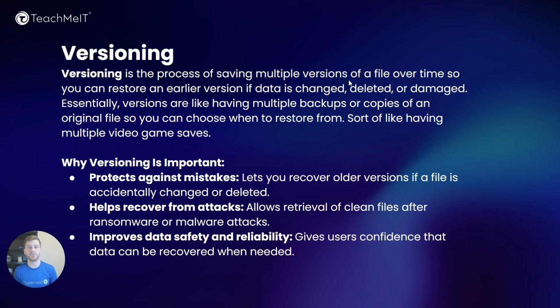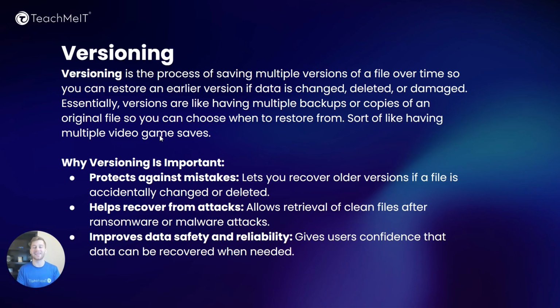Next up is versioning, and this is more of a best practice. This is when we save multiple versions of a file over time so that we can restore from an earlier version if the file gets messed up, if data is changed, accidentally deleted, damaged, hacked, lost, whatever it is. Essentially, versions are like having multiple backups or copies of a file so that we can then choose to restore from and when. It's sort of like having multiple video game saves.